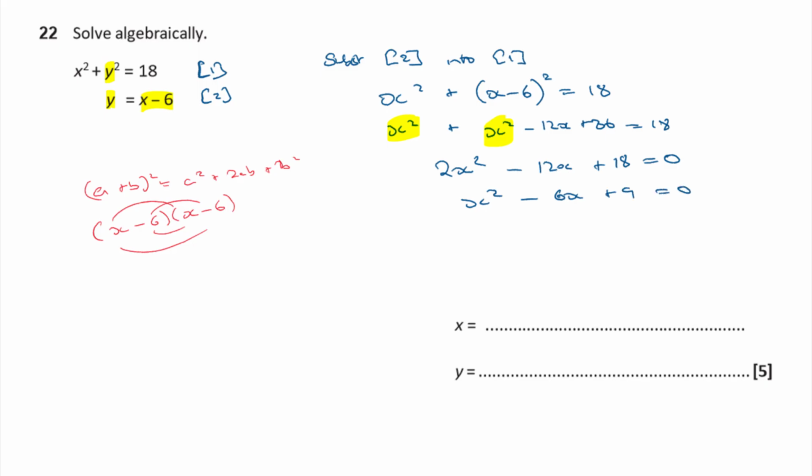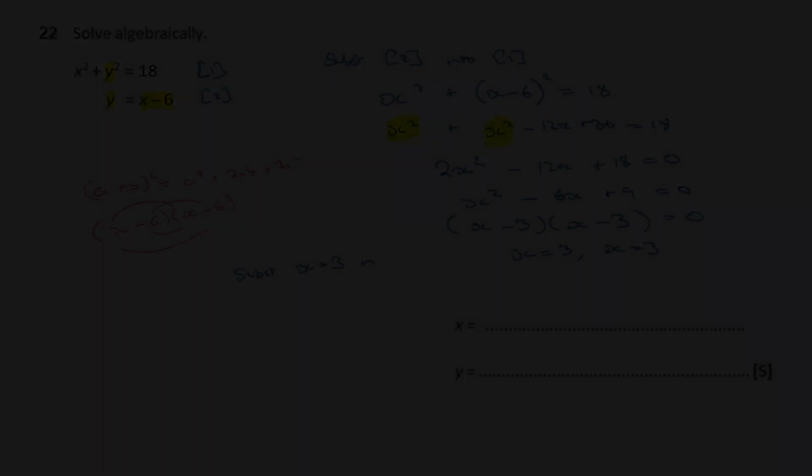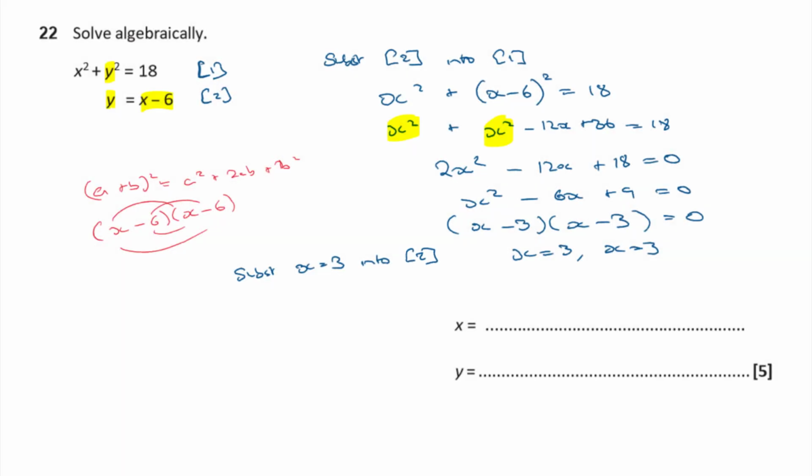Okay, looks like that factorizes fairly easily. So it's going to be x minus 3 in there, isn't it? It's another perfect square. So that gives me x is equal to 3, and x equals 3 is a repeated root. Just substituting x equals 3 into equation 2, the simpler one of the two, I'm going to get y is equal to 3 minus 6. In other words, y is equal to minus 3. So x is 3 and y is minus 3. Okay, that one was quite straightforward.